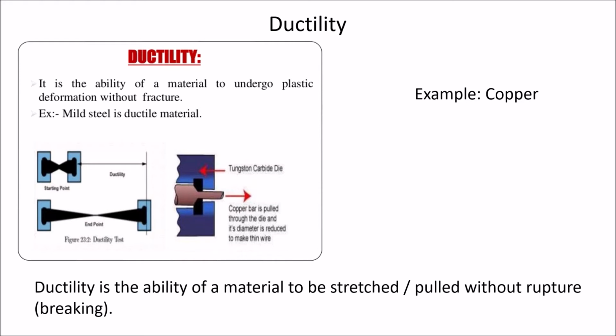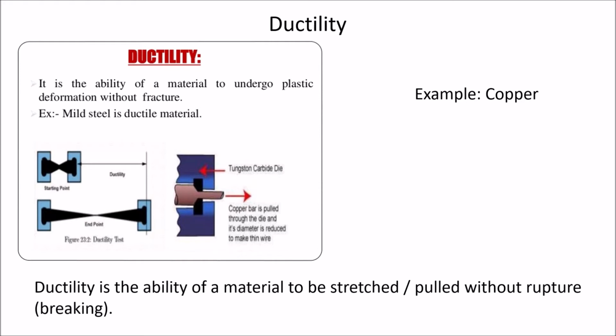Here you see the example where you have a tungsten carbide die, so it's a really, really strong die. And then we have the shape in the middle of that, which is a hole. So everything's going to pop through that. It's going to come out in the shape of that hole. And we take a piece of copper and we push that piece of copper through that hole with a great amount of pressure. That copper bar can be pulled through the die and its diameter is reduced to make a very thin wire.